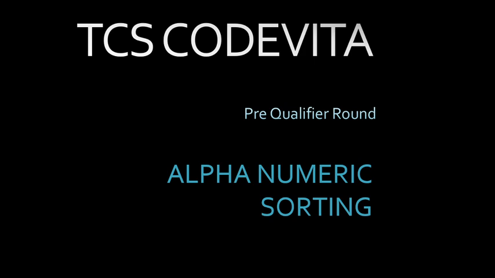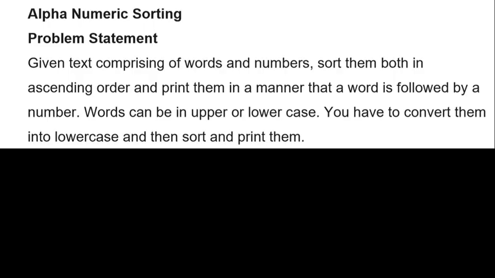Continuing with our Code Vita series, the problem which we'll be solving today is alphanumeric sorting. Compared to the previous questions that we have solved, this one is very simple actually. If you know a few basic concepts like sorting and handling 2D arrays, you'll be able to solve this problem. I'll show you the problem statement. Take a look at the problem statement.